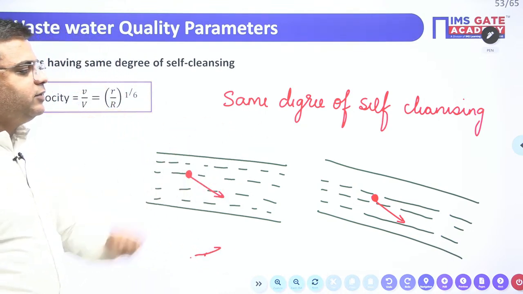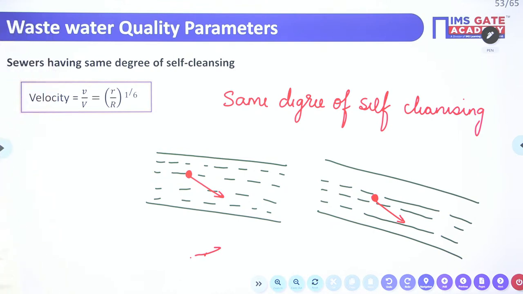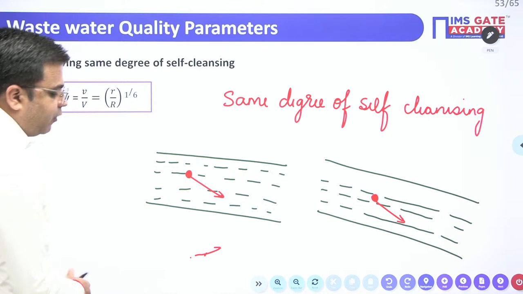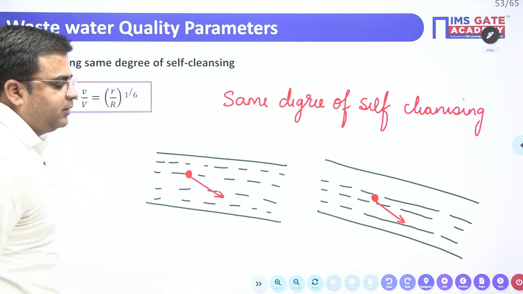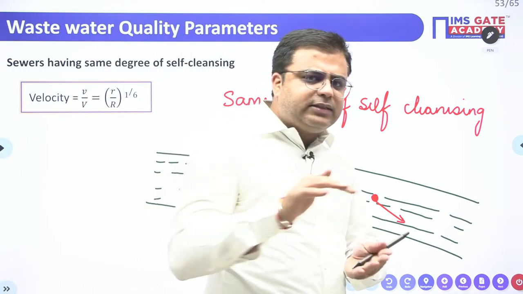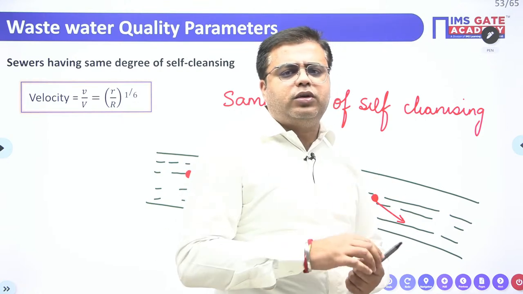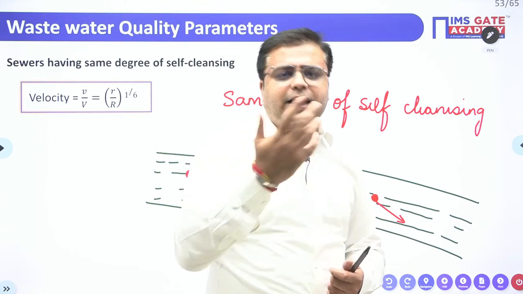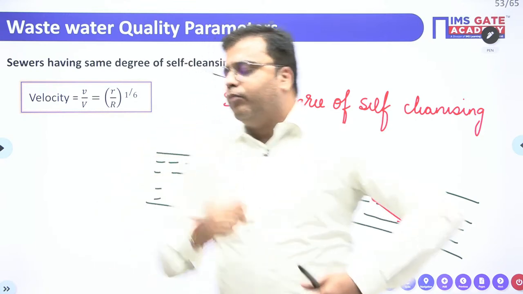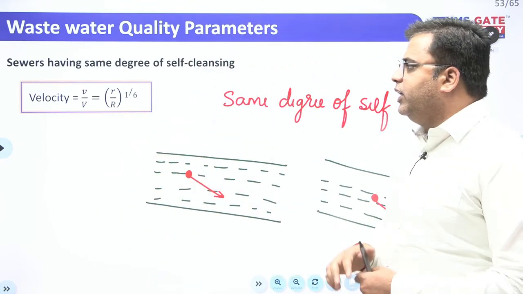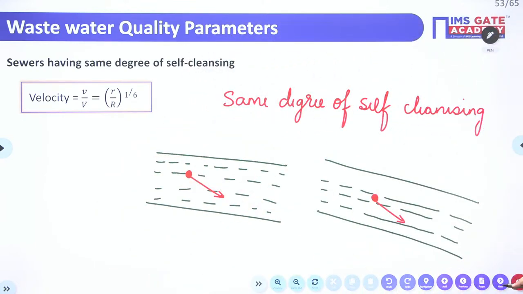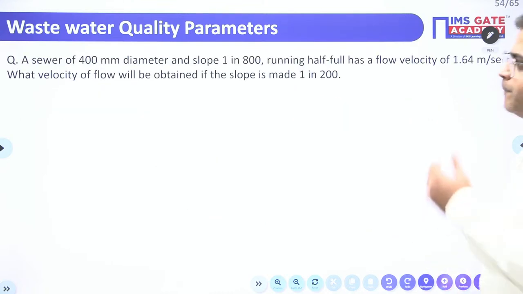When two sewers have the same degree of self-cleansing, then in that case the velocity can be calculated as small v by capital V is equal to small r by capital R raised to the power 1 by 6. As I've already told you, same degree of self-cleansing means the same resistive force is applied against the settling of the particles during movement of the wastewater from one end to the other end, right? So this is what we mean by same degree of self-cleansing.